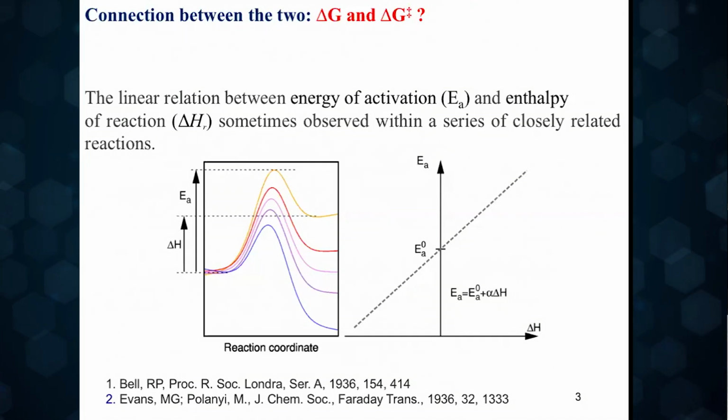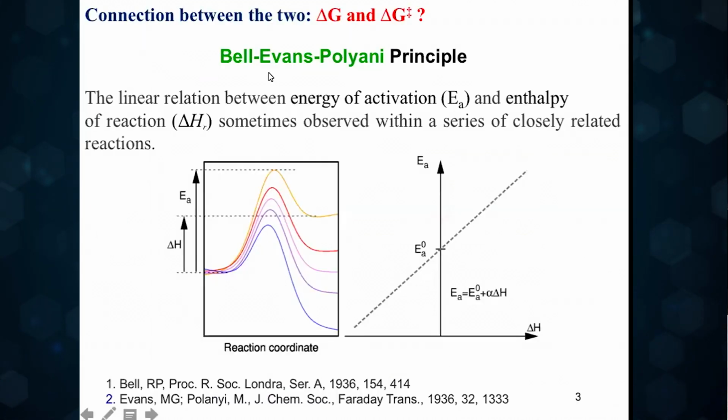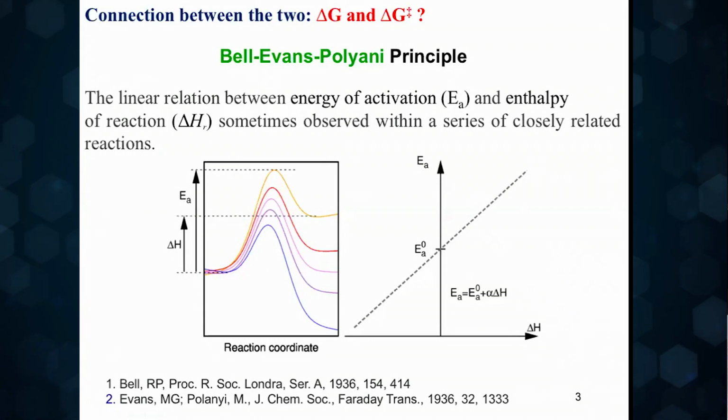Now, as it turns out, people have been interested to study this, and one of the first and most classical works has been the work done parallelly by the group of R.P. Bell, and that of Evans and Polanyi, which is now known to all of us as the Bell-Evans-Polanyi principle. And what it says is something very simple. It says that there is a relationship between the activation energy of a reaction and the enthalpy of the reaction.